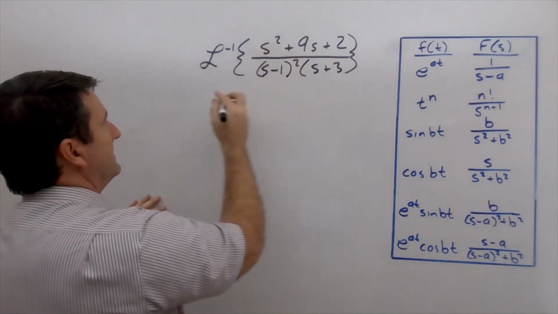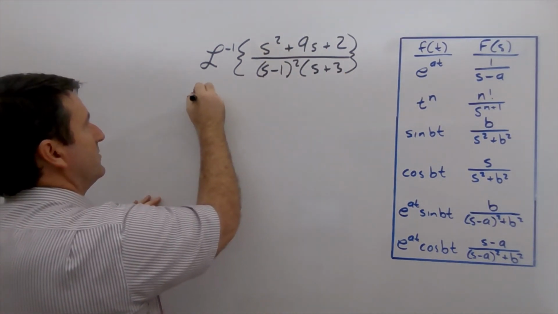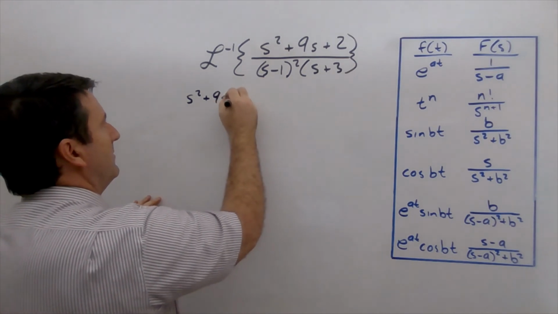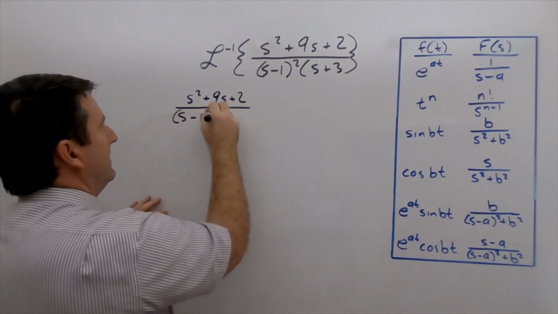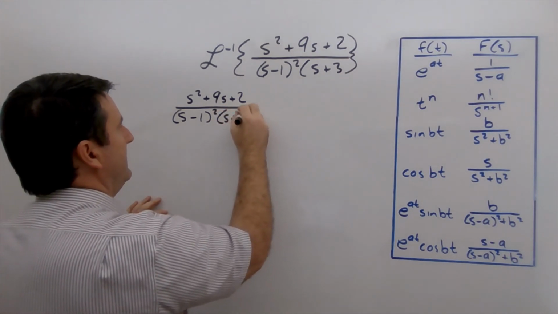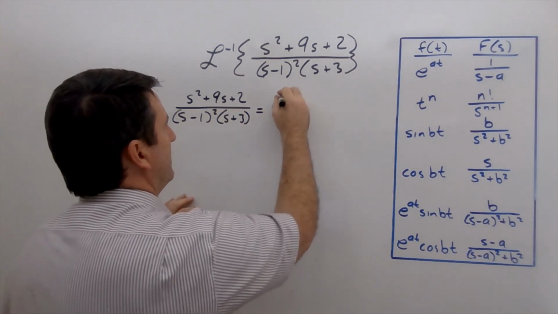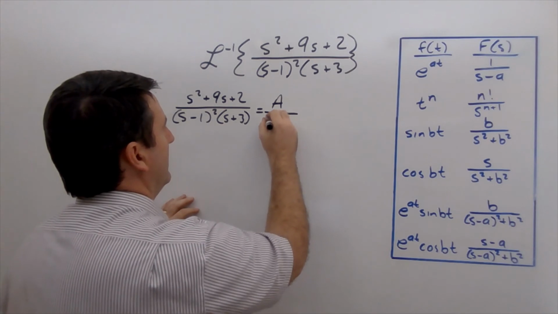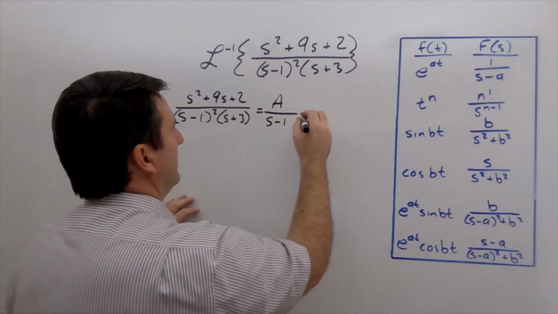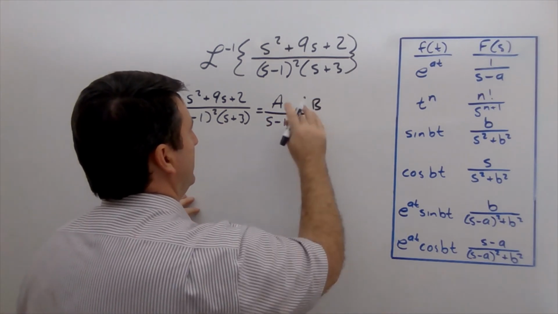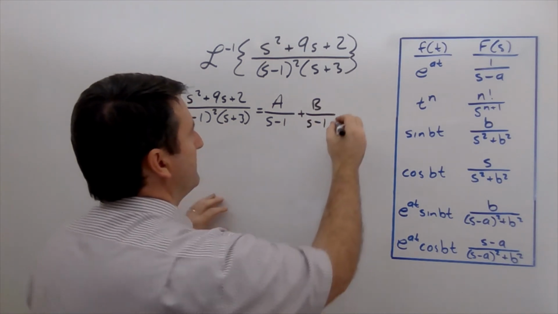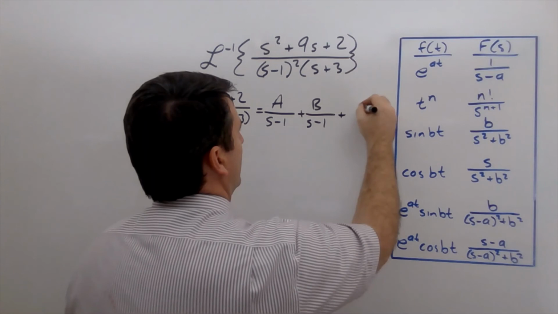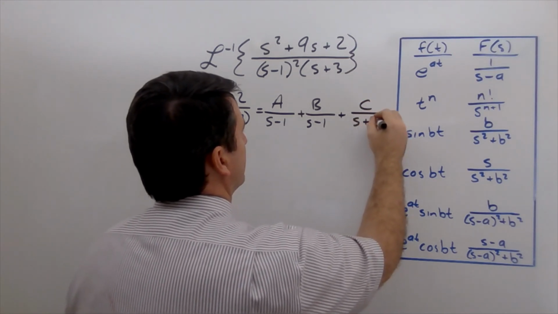We're going to set this function s squared plus 9s plus 2 over s minus 1 squared times s plus 3. Set that equal to some constant a over s minus 1 plus some constant b over s minus 1 again, plus some constant c over s plus 3.